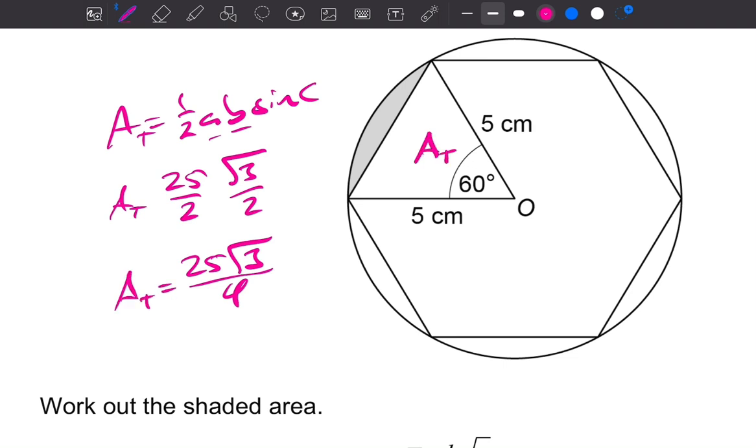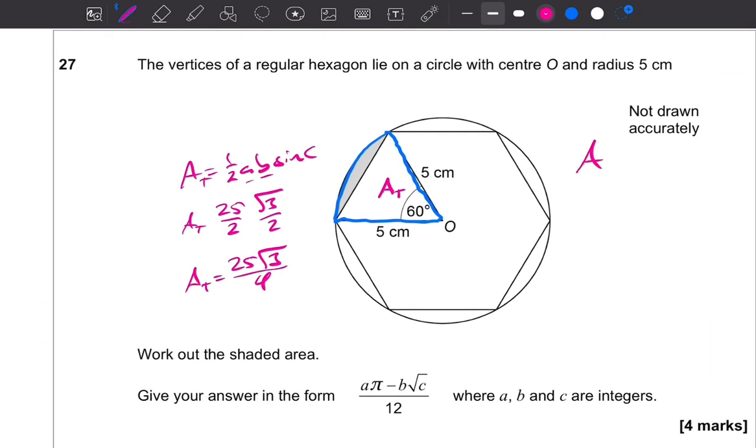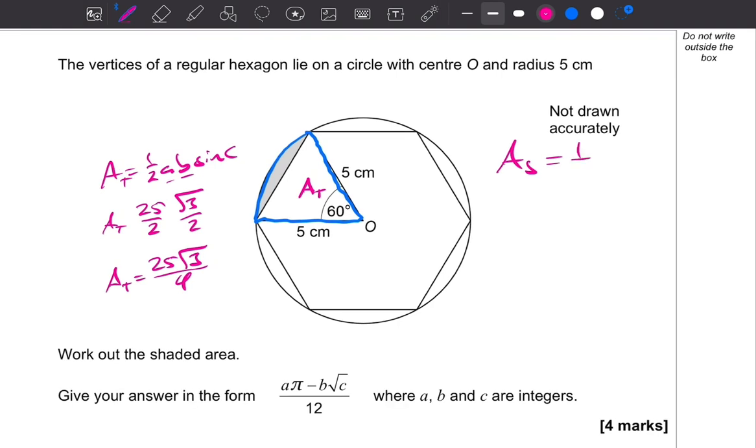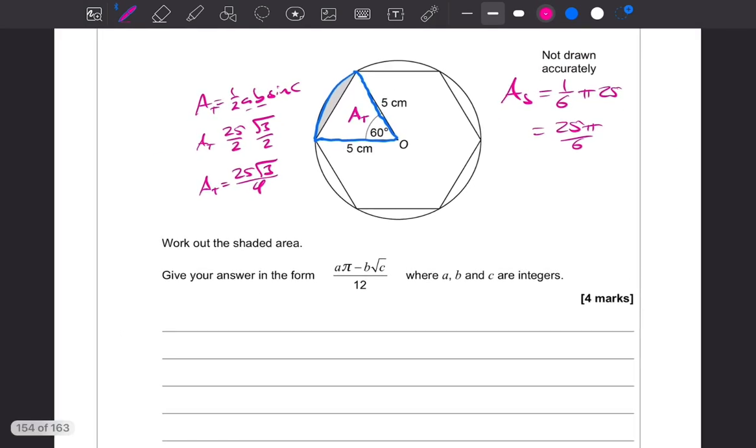So we say that there, area of a triangle. If we think about the big sector now, so I'll kind of colour it in blue around the edge, like the pizza slice shape, that's 1/6 of a circle. So the area of the sector is 1/6 the area of a circle, pi r squared. R is 5, square of that is 25. So altogether, we've got 25 pi on 6. And now the area of the shaded bit, well, we've got this sector bit, the blue bit, and we want to take away the triangle. So altogether, 25 pi on 6, take away 25 root 3 on 4.